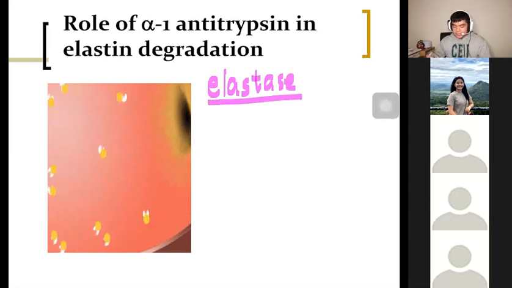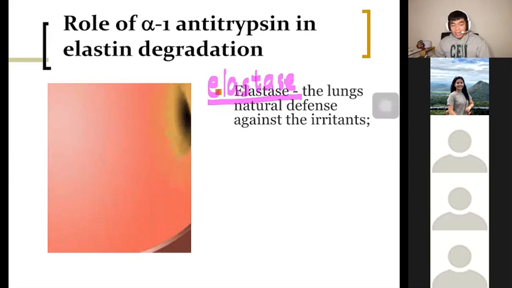So elastase is actually an enzyme that can degrade or remove those pollutants. Thankfully, we have elastase because elastase will get rid of the pollutants that entered our lungs.